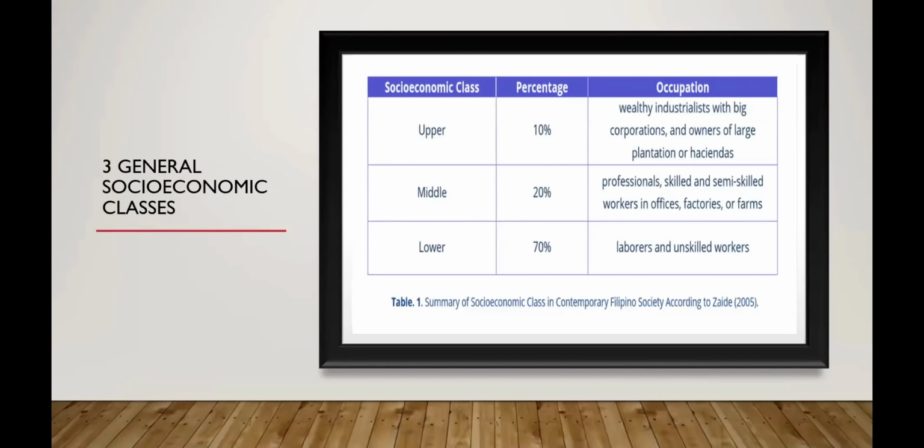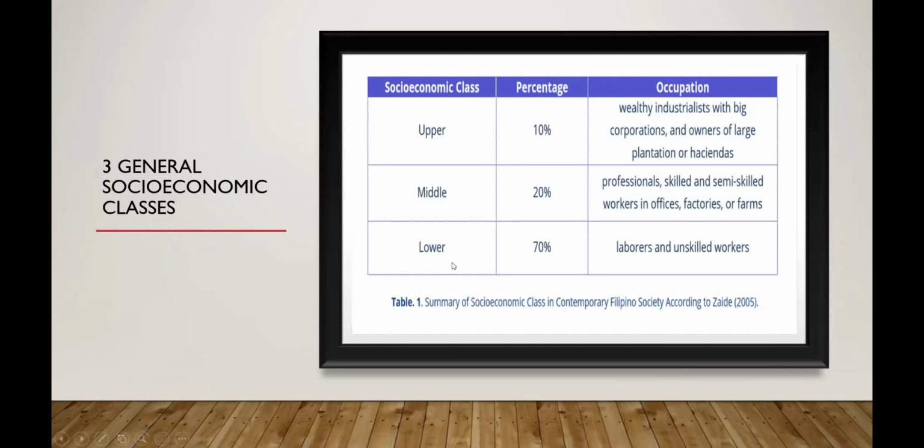We have here the three general socioeconomic classes, which identify the upper, middle, and lower class. In the upper class, in our population, only 10% belong to it. So who are the persons who belong to the upper class? We have the wealthy industrialists with big corporations and owners of large plantations or haciendas. For the middle class, 20% of the population in our country are professionals, skilled and semi-skilled workers in offices, factories, or farms.